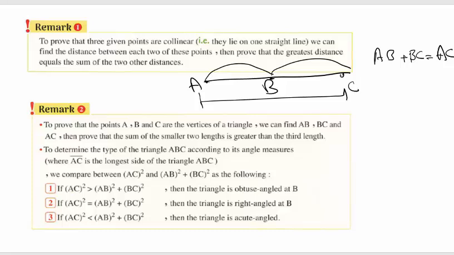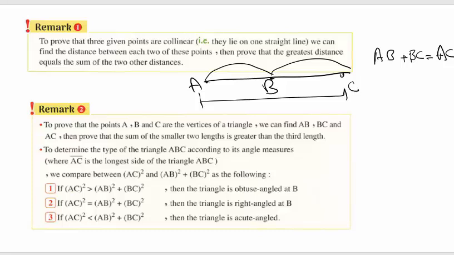The second remark, which is very famous in our exams: to prove that A, B, C are vertices of a triangle, we should prove that any side is smaller than the sum of the 2 other sides. But to be more accurate, to prove that these are the vertices of a triangle, you should prove that the longer side is smaller than the sum of the 2 smaller sides.